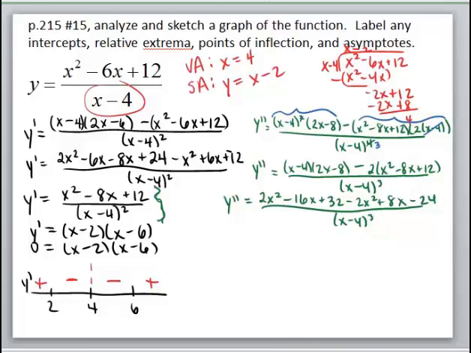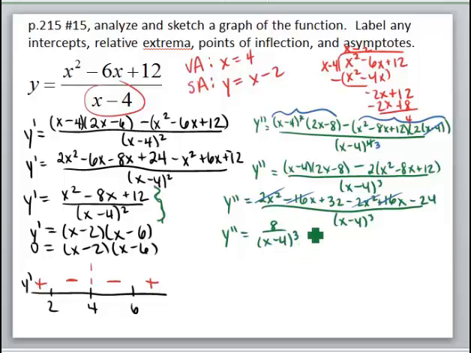What happens then is my x squareds cancel. I have a mistake right here. You guys weren't there to yell at me. This should have been a 16. I knew that these were supposed to cancel. These cancel now. And then I have 32 and negative 24, which gives me an 8. 8 over x minus 4 cubed.